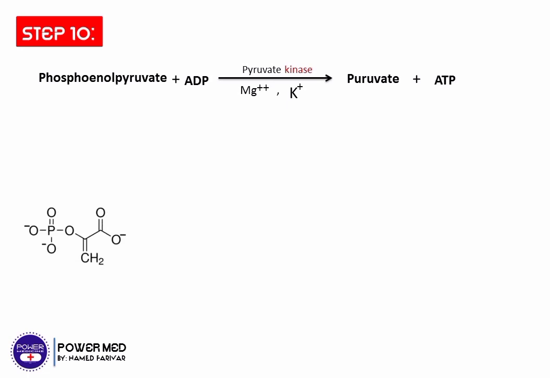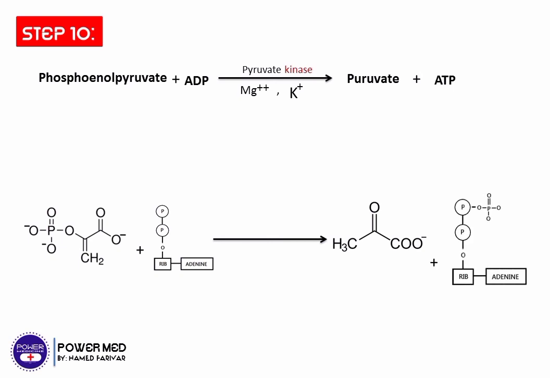Here we have the structure of phosphoenol pyruvate that contains the phosphate group attached to it. In a reaction with adenosine diphosphate that is found inside the cell, it makes pyruvate along with adenosine triphosphate as released energy. This reaction is catalyzed by pyruvate kinase that transfers the phosphate group from phosphoenol pyruvate to ADP.